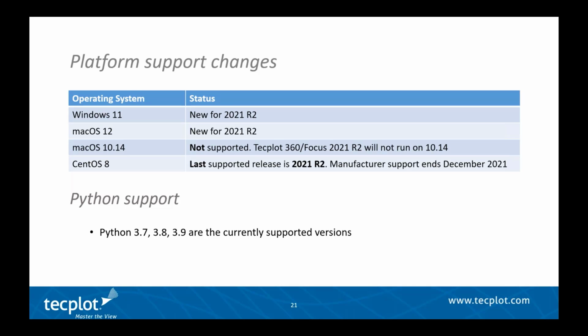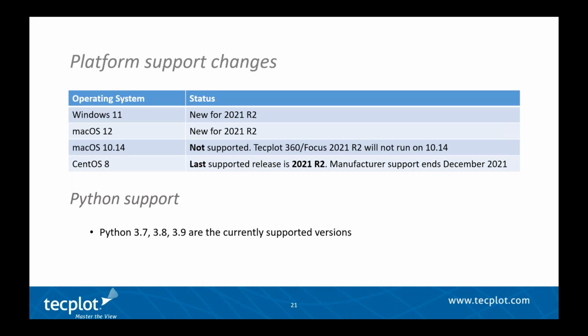Same story with macOS 12. A note on our platform support policy: on macOS, since they don't really publish their end of life dates for their operating systems, our goal is to support the current macOS version and the two previous. So that's macOS 12, 11, and 10.15. As such, we're dropping support for 10.14, and in fact, 2021 R2 will not run on 10.14. We've moved our build system to compiling Tecplot 360 with a focus on 10.15, so it's no longer compatible with the 10.14 release.